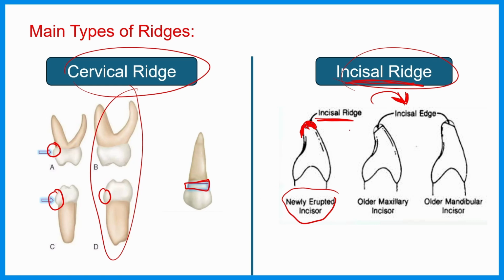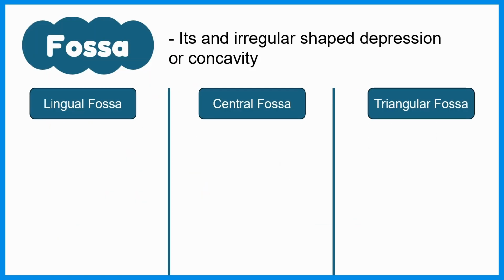Later on in life, this incisor will come in contact with food, and will later get rubbed out and turn into an edge. This edge right over there is called an incisal edge. All right, we're finished with elevations. Now we'll be talking about depressions.